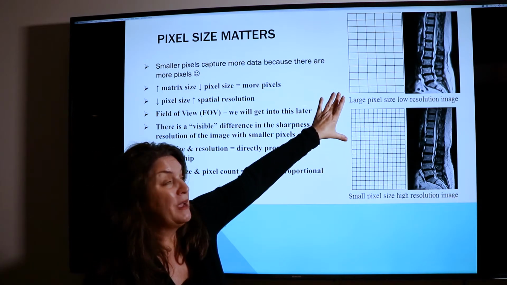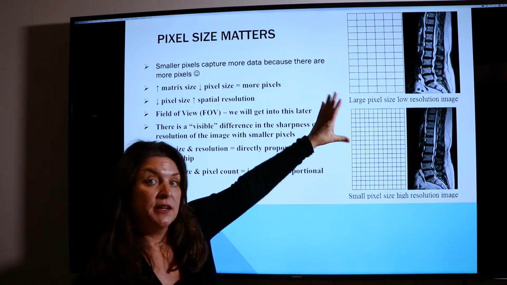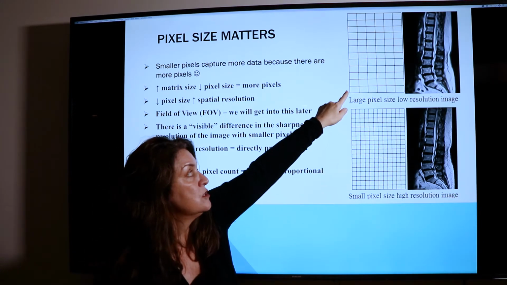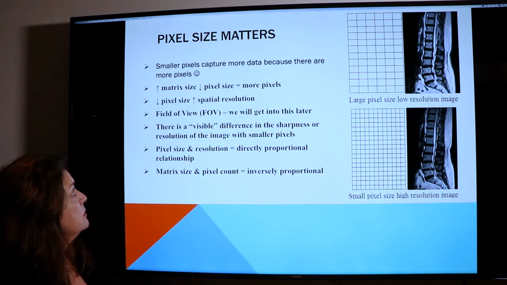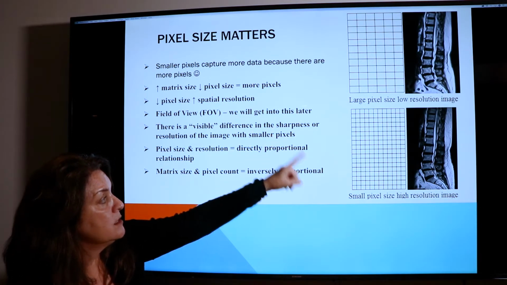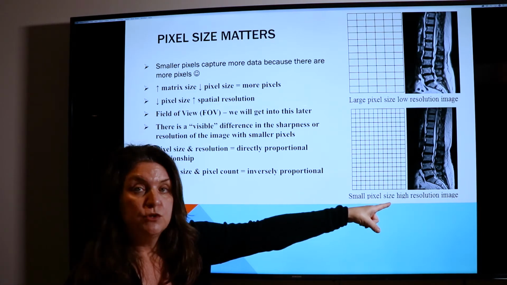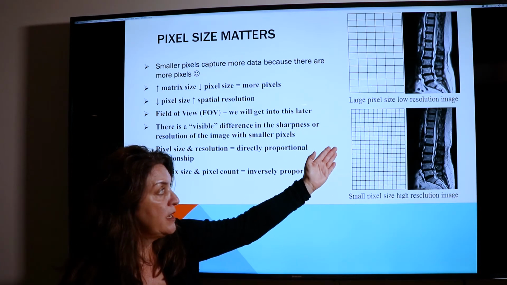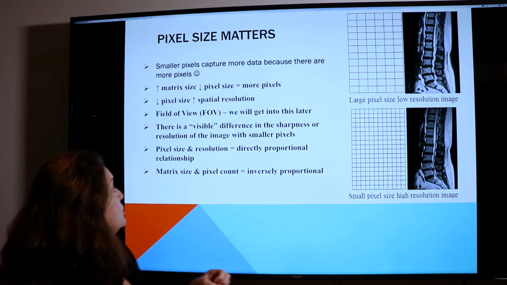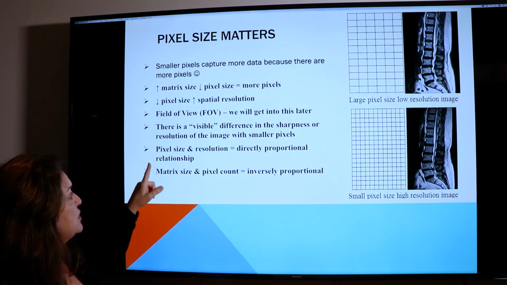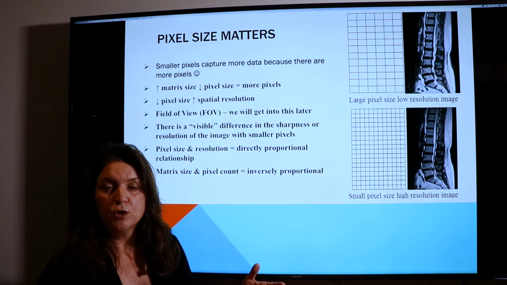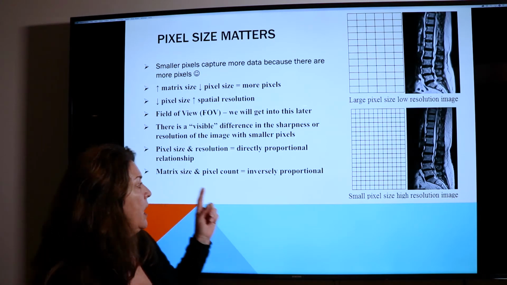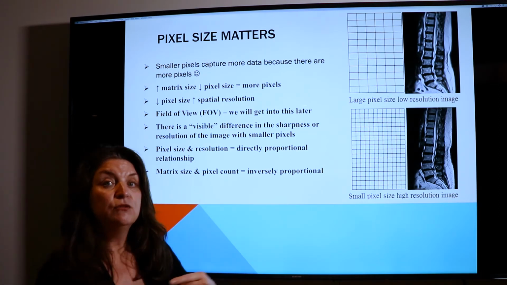These two matrices appear to be the same size, but they're not. This is a larger matrix because it has more pixels. This is a smaller matrix because it has larger pixels. Okay, so if you increase the matrix size, you decrease the pixel size, and that gives you better resolution. If you look at these two images, you can see larger matrix, smaller pixels, better resolution. So pixel size and resolution are inversely related, which means that if you have smaller or more pixels, you're going to have better resolution. And matrix size and pixel size have an inverse relationship.